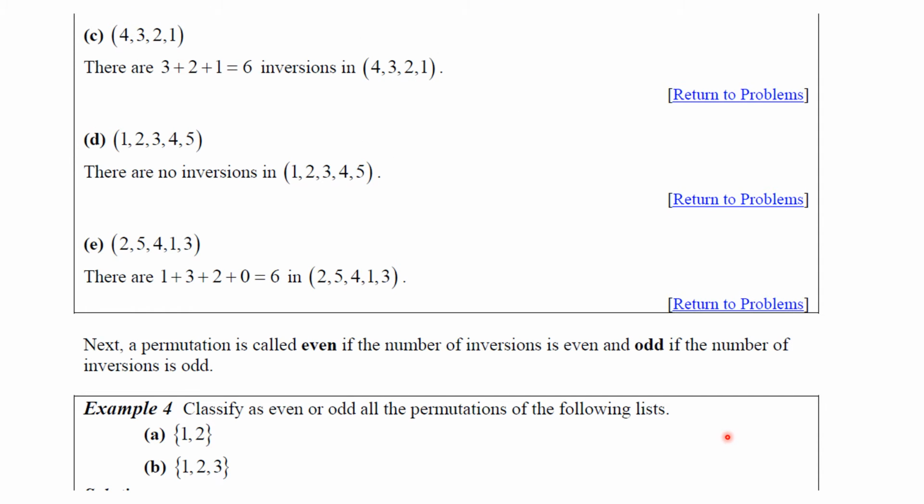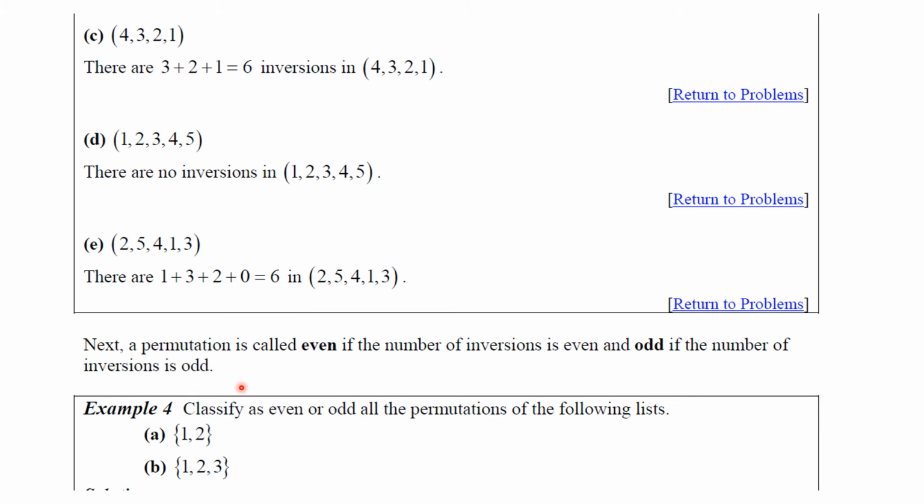Let's look at this one. So with the 4 there are 3, with the 3 there are 2, with the 2 there is 1. So there are 6 inversions in that one. For this one, there are no inversions because everything is in the correct order. And in this one, associated with the 2, there is 1 inversion, that's with the 1. For the 5, there are 3. All 3 of these numbers really should come before 5. For the 4, there are 2 and 0 for a total of 6 in this one.